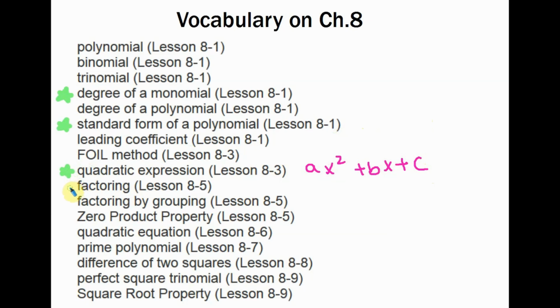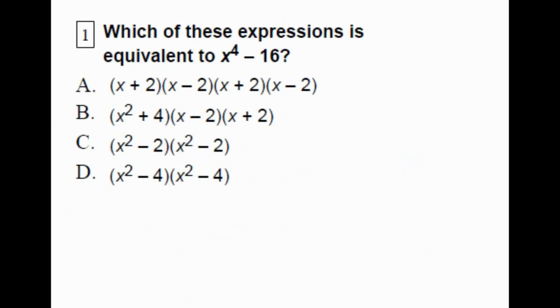Next one was how you factor a polynomial. There were several cases, including how to factor by grouping. The last one in here was how to solve an equation using the zero product property. The first problem: which of these expressions is equivalent to x to the fourth power minus 16?